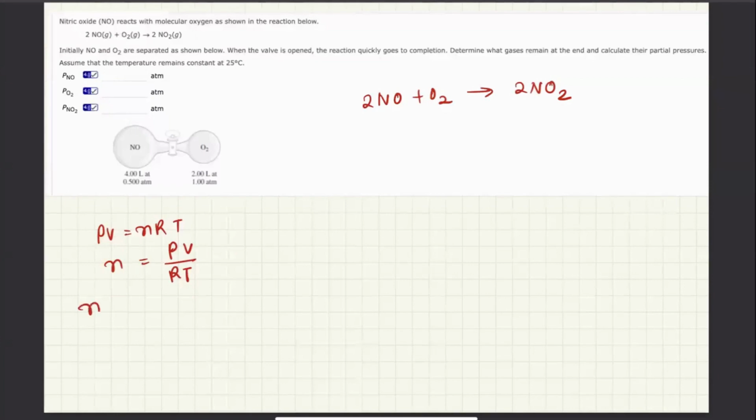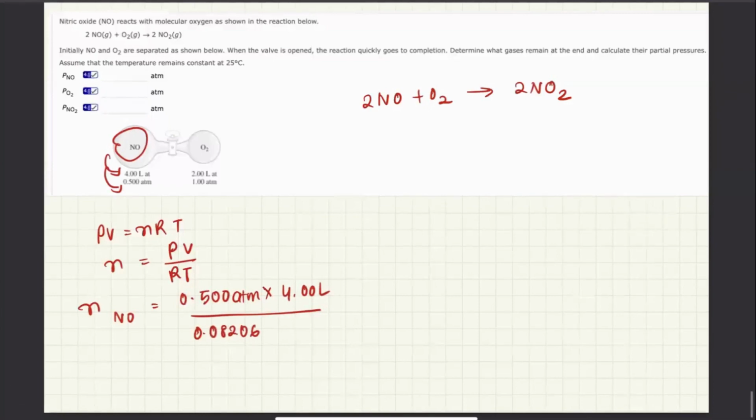So the moles of NO here is what? The pressure of NO is 0.500 atm. And then the volume of NO is 4.00 liters, divided by the R, which is 0.08206 atm liter over mole Kelvin.